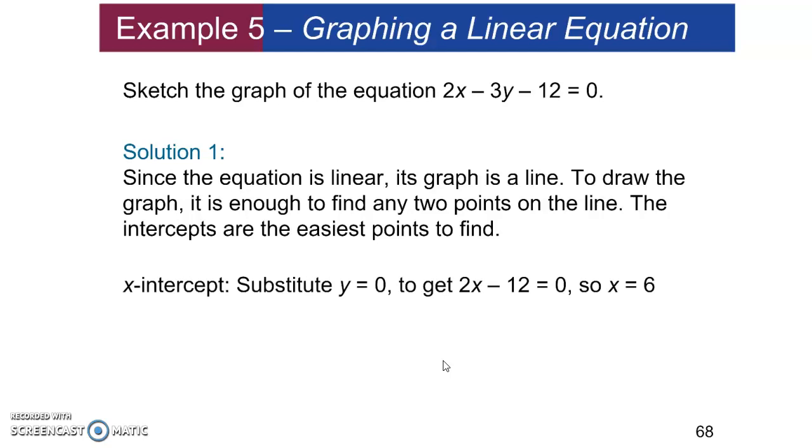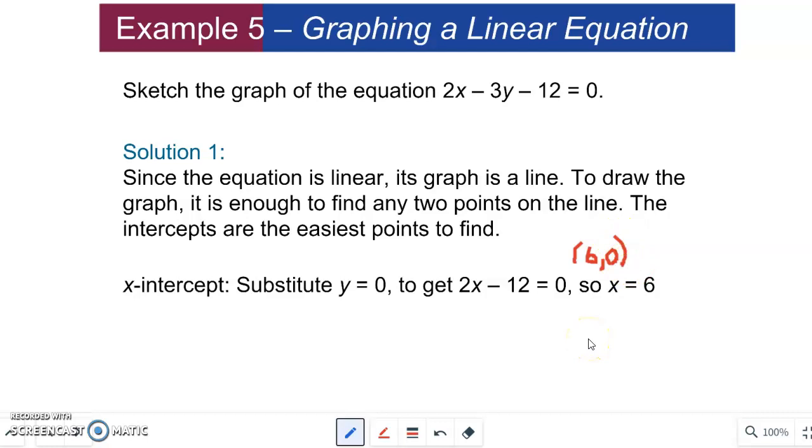So if I plug in 0 for y, that would give me 2x minus 3 times 0, which is -0, minus 12. So I have 2x minus 12 is 0. If I add 12 to both sides, I have 2x is equal to 12, and then if I divide both sides by 2, I have x is equal to 6. So my x-intercept has coordinates of 6 and 0. X-intercepts always have a y-coordinate equal to 0.